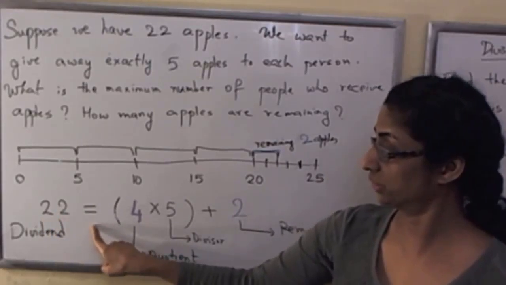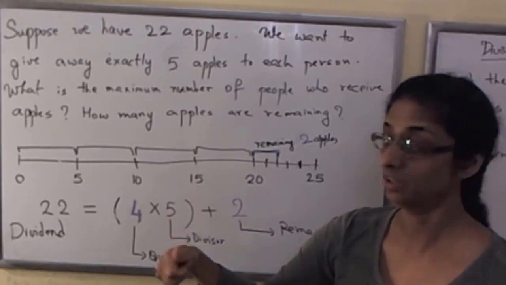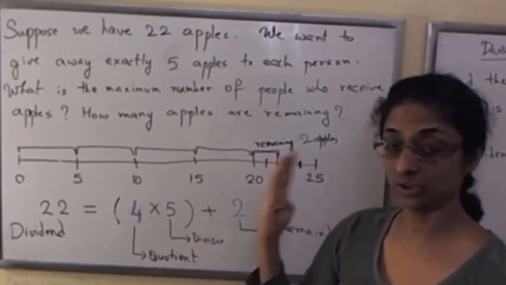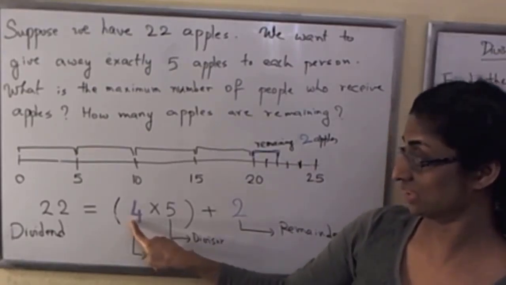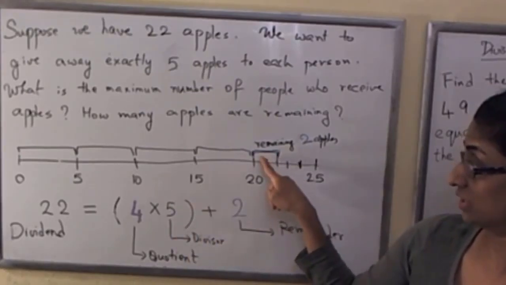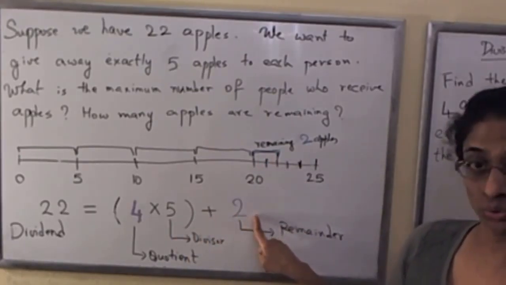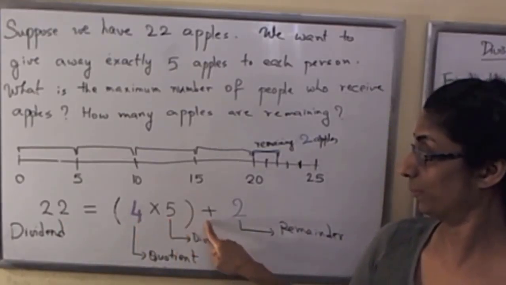22 equals, we just counted off multiples of 5, 10, 15, 20. That's 4 multiples or 4 copies of 5. So that's what this says, 4 copies of 5. That's 20. And we said when we do that, we still have 2 more remaining, so plus 2. So look at the equation. 22 is 4 times 5 plus 2.